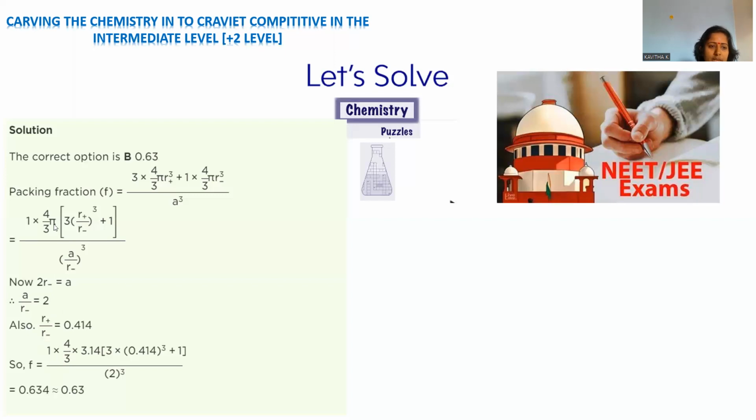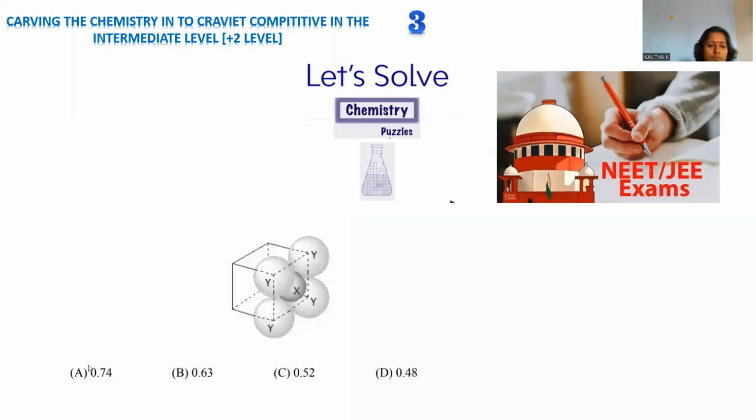4 by 3, and the pi value is known, that is 3.14. Then 3 into the r plus by r minus ratio value, 0.414, taken as a cubical value, plus 1. Then a by r minus cube value is given as 2, so 2 cube can be taken, and this denotes the packing fraction. If you substitute all these values, that is exactly equal to 0.634. 0.63 is provided in option number B.